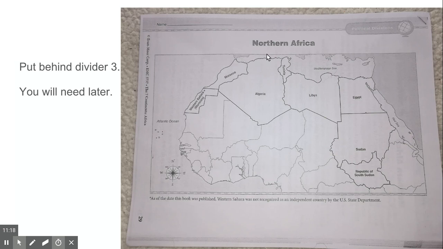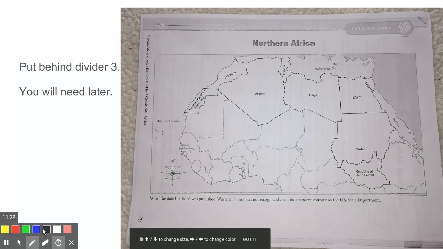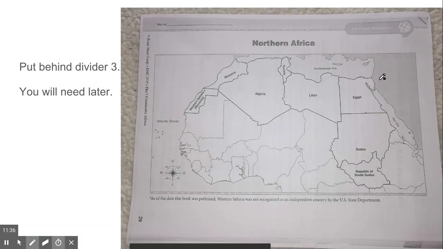This gray up here is Europe. Here's the Middle East. Okay, so you're going to see me write some stuff on here, and I would like you to write it as well, kind of like taking notes. And again, I apologize, I'm having to write. I don't have a stylus.